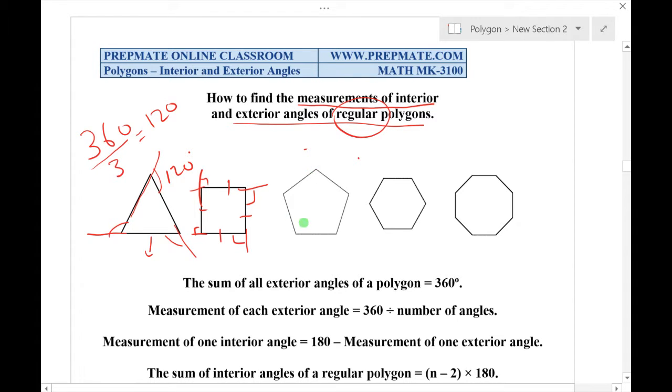So let's now take a regular pentagon where all the 5 sides measure the same, so let's create the exterior angles by extending the sides like this. And so as we know, there are 5 exterior angles, and so the sum of all the exterior angles, as we learned, is going to be 360. So each one of the angles will measure 360 divided by 5, and that is going to be 72 degrees. Each of them will measure 72 degrees.